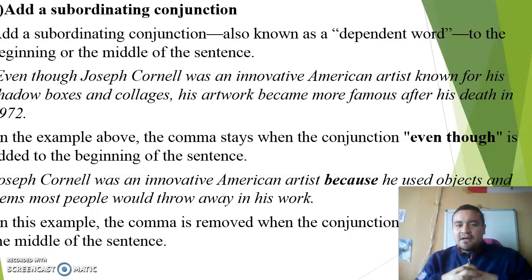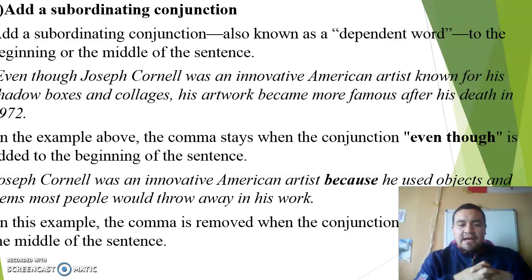We can also deal with this problem by adding a subordinating conjunction. Add a subordinating conjunction, also known as a dependent word, to the beginning or the middle of the sentence. Even though Joseph Cornell was an innovative American artist known for his shadow boxes and collages, his artwork became more famous after his death in 1972. Here, we fix the sentence by adding "even though" at the beginning of the sentence.